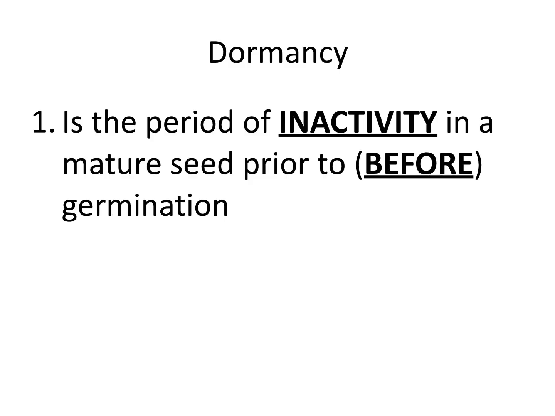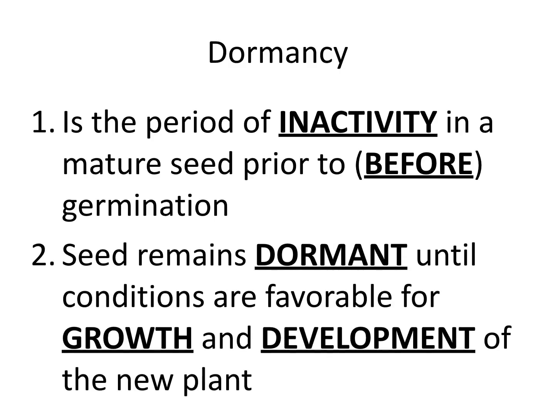You see dormancy on a daily occurrence in North Carolina during the wintertime when the grasses go brown or when the trees drop their leaves. That would be dormancy. The seed will remain dormant until conditions are favorable, favorable meaning good for the plant to grow and develop as a new plant. So plants are smart enough to remain dormant until the conditions work for them. We'll explain more of this when we get back together.